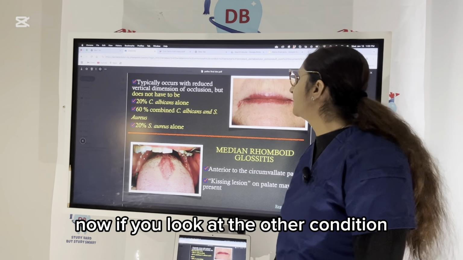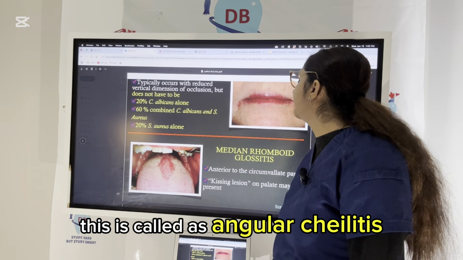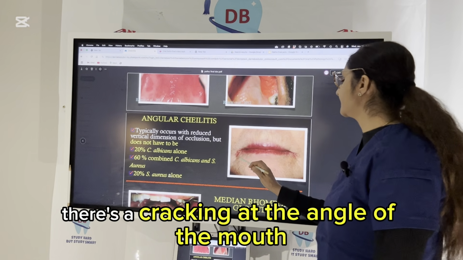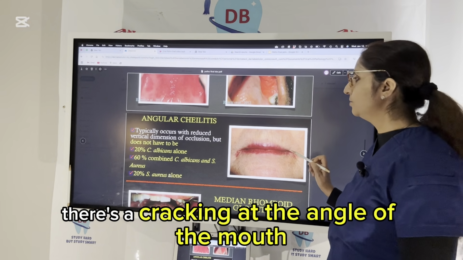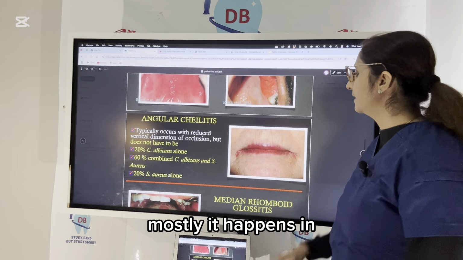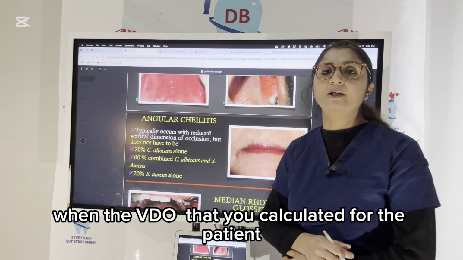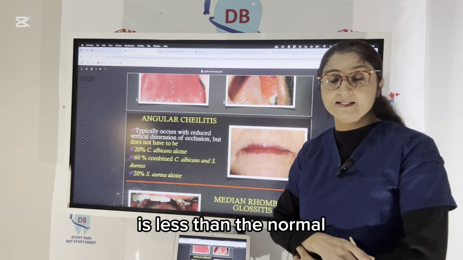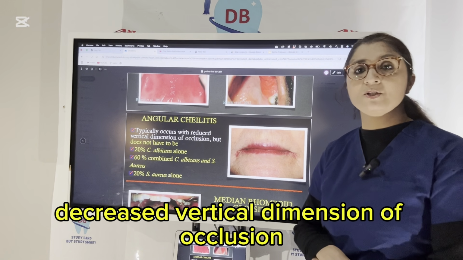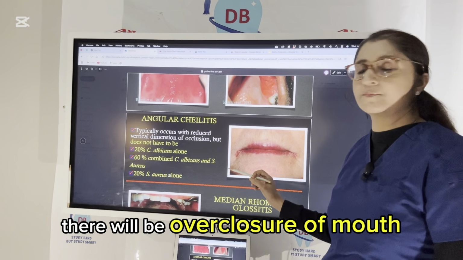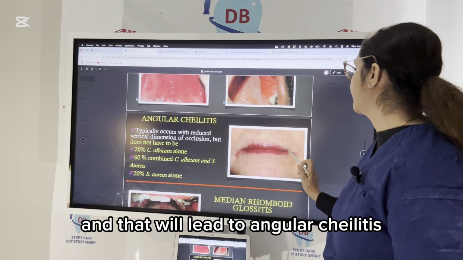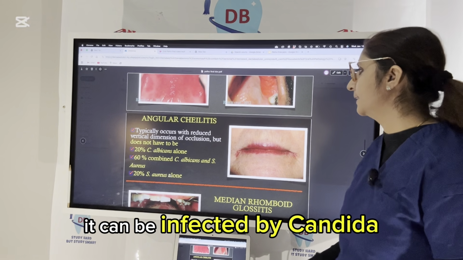Now if you look at the other condition, this is called angular cheilitis. You see that? There's a cracking at the angle of the mouth. Mostly it happens in denture wearers when you have decreased VDO, when the VDO that you calculated for the patient is less than normal, decreased vertical dimension of occlusion. There will be overclosure of the mouth, and that will lead to angular cheilitis. It can be infected by candida.